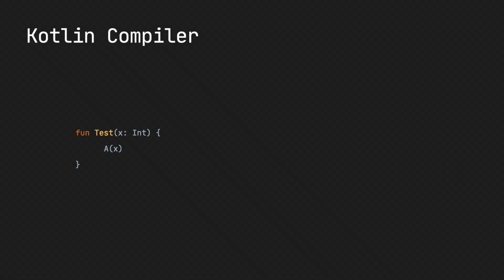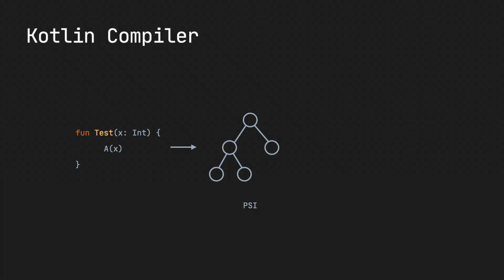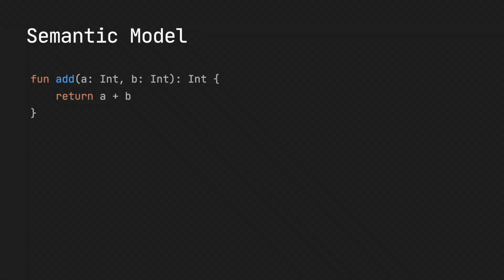The compiler takes in your code and builds a PSI tree, and each node represents an element in your source. What's missing in this PSI tree is semantic information. That's where analysis comes in. Let's start by looking at an example.